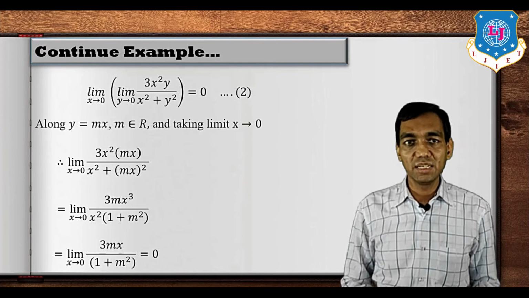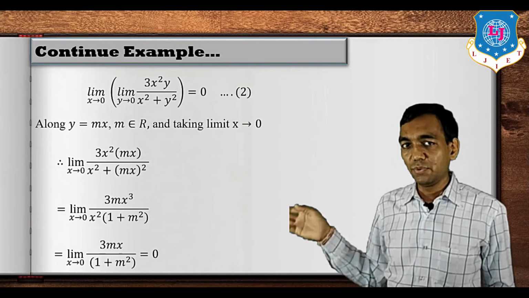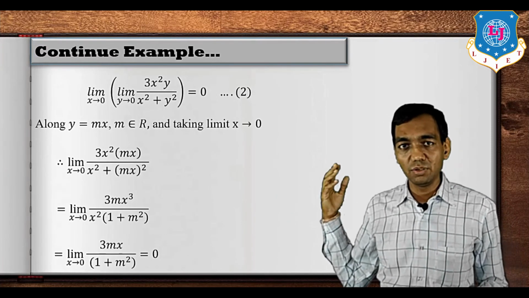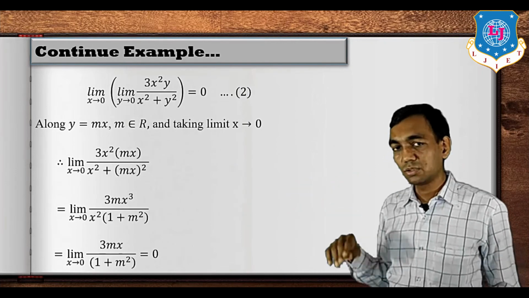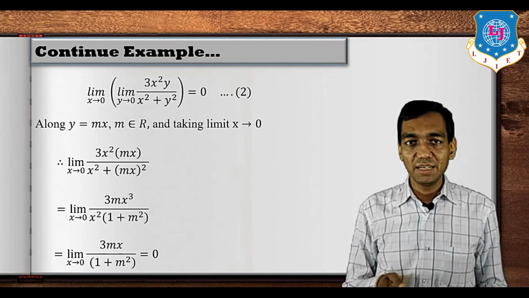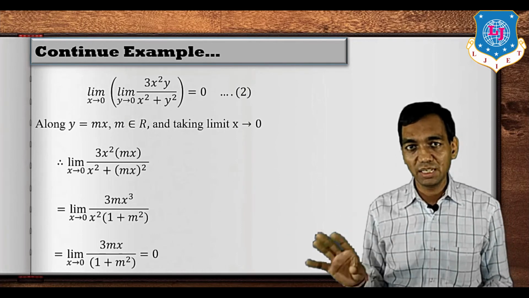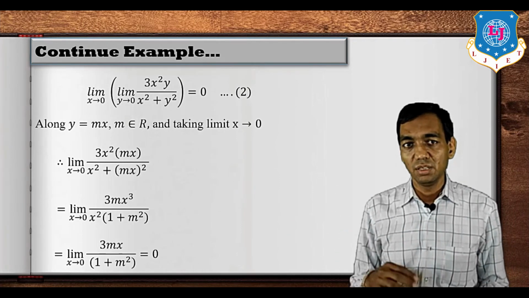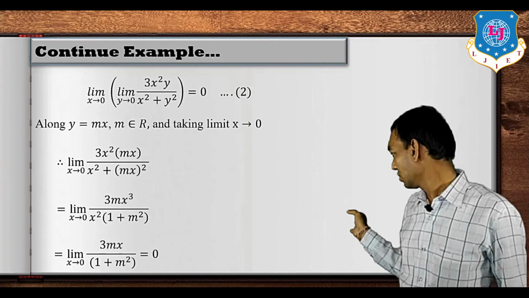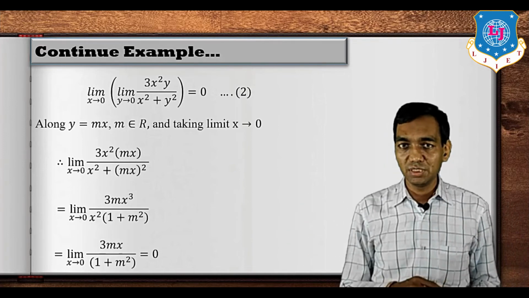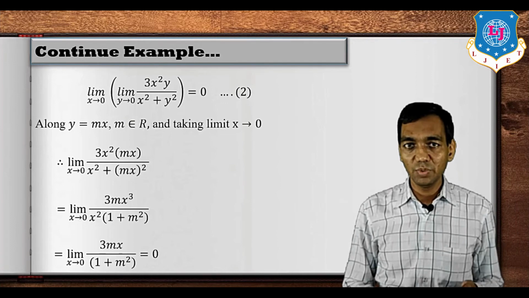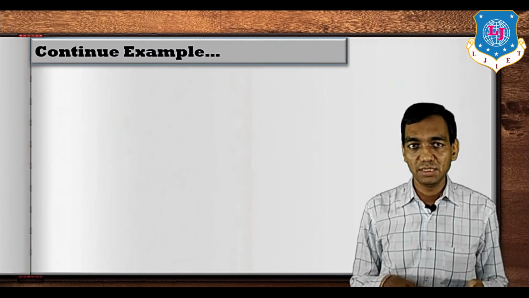Now we are going to put y is equal to mx. Then you will have limit x tends to 0, 3x square into mx divided by x square plus mx the whole square. X square is common, so cancel from numerator and denominator. That will give you limit x tends to 0, 3mx upon 1 plus m square. Again, if you put the limit, then you will have a value 0.